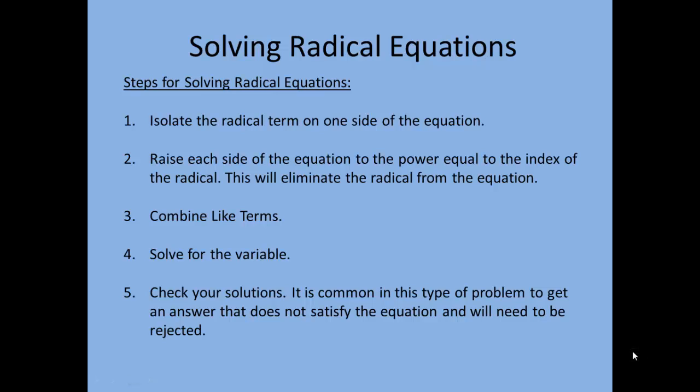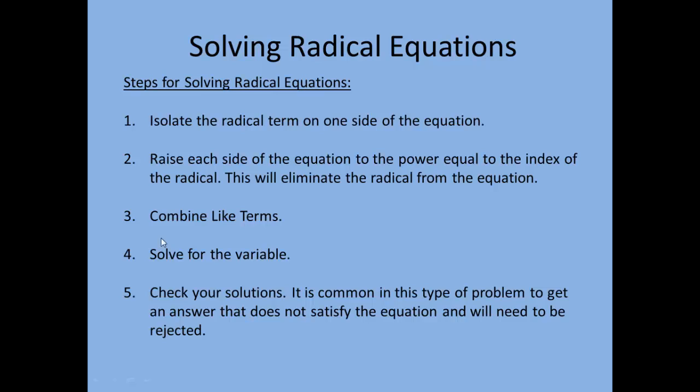This is a video on solving radical equations. First, let's go over the steps to solve radical equations. A radical equation is an equation that contains at least one radical term in it. So the first step you want to do is isolate the radical term on one side of the equation. So we want to get one of the radicals on one side of the equation.